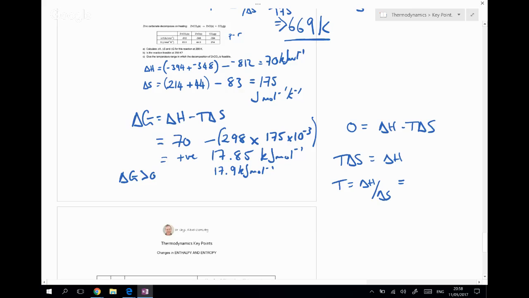We put in some values here. So we can have 70 over 0.175, and we're going to put that into our calculators. We get 70 divided by 0.175. It's going to increase by a fair bit. So we get a value here of 400. Remember our units here, Kelvin. So that's the temperature above which this reaction becomes feasible. Okay.